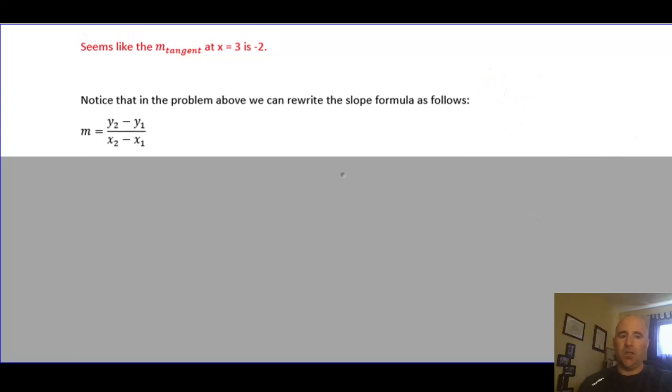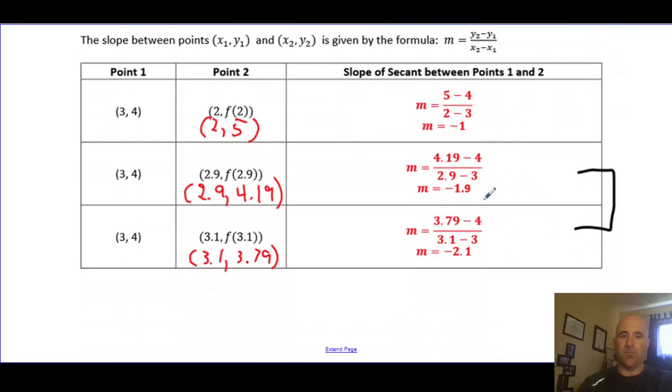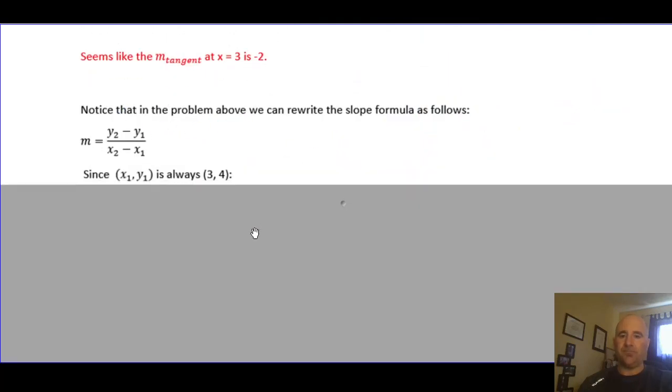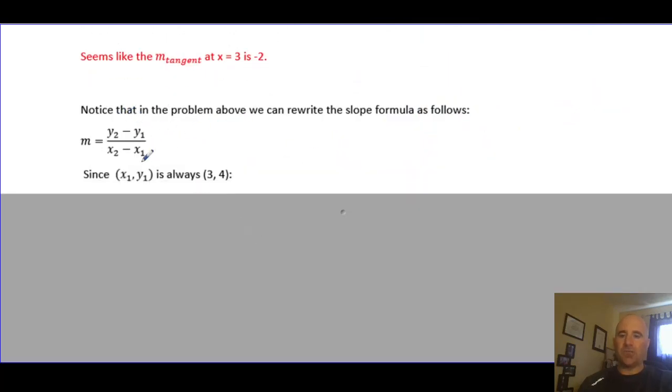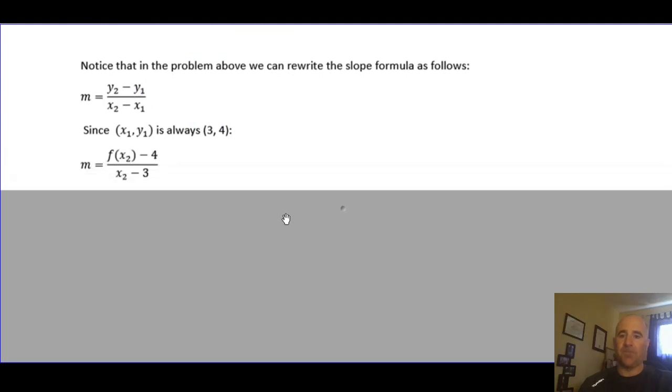Okay, so in this table, each time I used basically the slope formula, and you should make sure that you understand these calculations here. Starting with the slope formula, however, our point (x1, y1) was always the point (3, 4). We always use that as one of our points because we were looking for the slope of the tangent at that point. So we can replace (x1, y1) with (3, 4). So we get that right there.